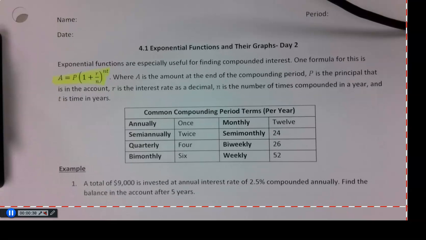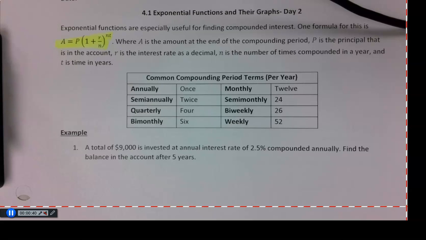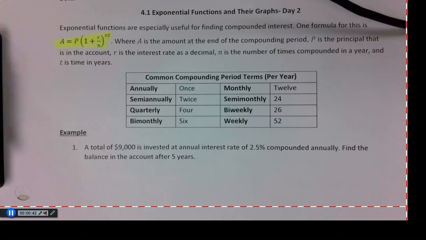Then I have this table for different compounding terms. It just lists how often it happens in a year. So annually is once a year. Semi-annually is twice a year. Quarterly is 4 times a year because there's 4 quarters in a dollar.